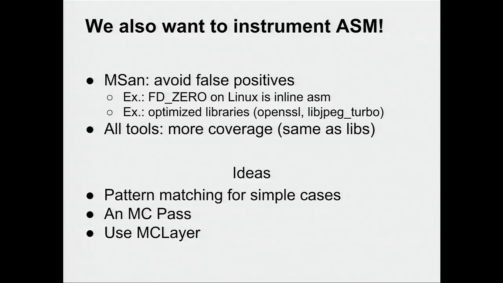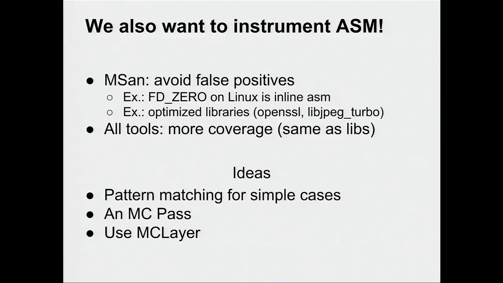More or less for the same reasons as libraries, we also want to instrument assembler. For MSan, it is absolutely critical. For example, in some of the standard Linux C++ headers, we have assembler to implement something like memset, absolutely crazy, and we choke on it. Also, we often depend on optimized libraries like OpenSSL, libjpeg-turbo, or something. And again, all tools, including AddressSanitizer, will benefit from instrumenting assembler.